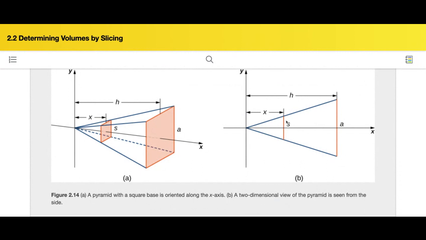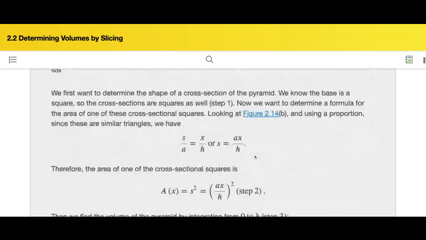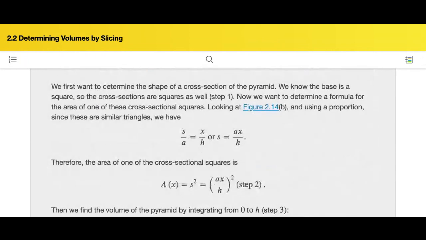Why do we need to find S? Because we need to estimate each square. At X, we want to find S related to A. In the end, we don't want a function in terms of S. We want a function in terms of A and H, provided we know A and H. So we just want to find the value of S in terms of A and H.